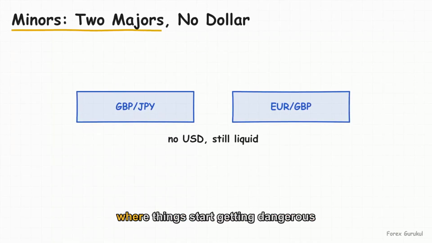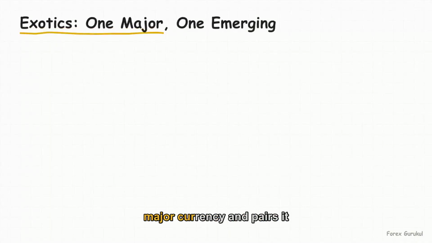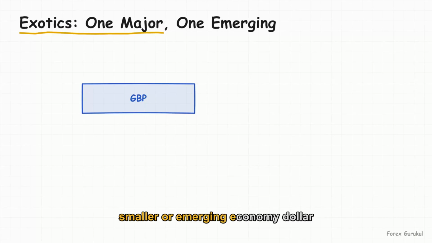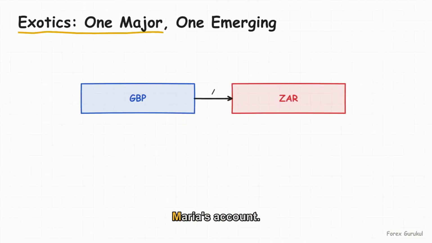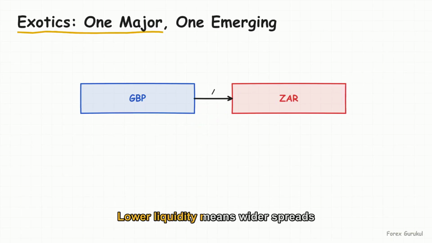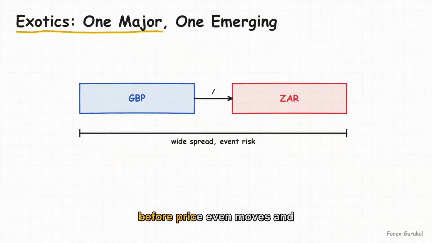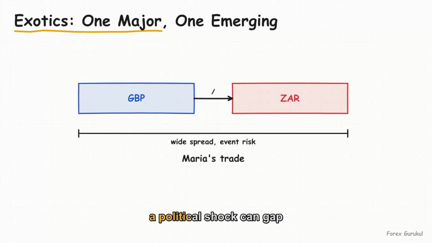Below the miners is where things start getting dangerous, and that is exactly where her actual trade was sitting. An exotic pair takes one major currency and pairs it with a currency from a smaller or emerging economy: dollar against the Turkish lira, pound against the South African rand, the exact pair that drained Maria's account. Lower liquidity means wider spreads are baked into every trade before price even moves, and it means a single headline, a rate decision, a political shock can gap the price violently.